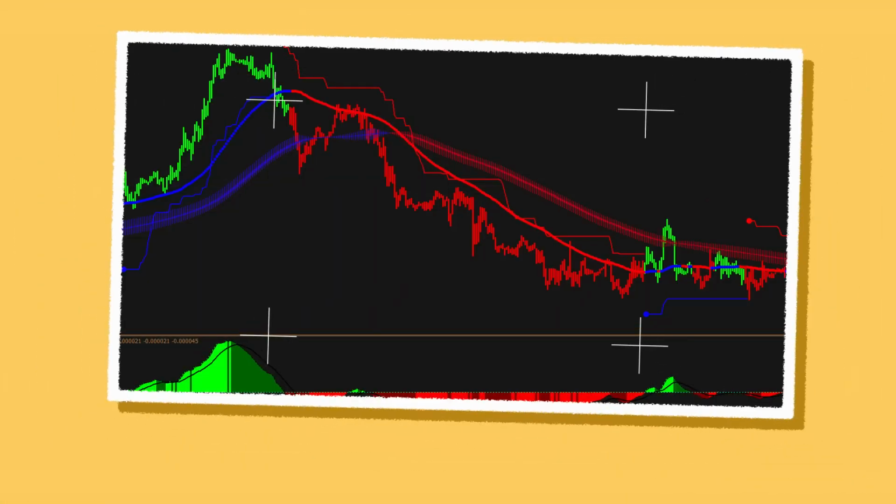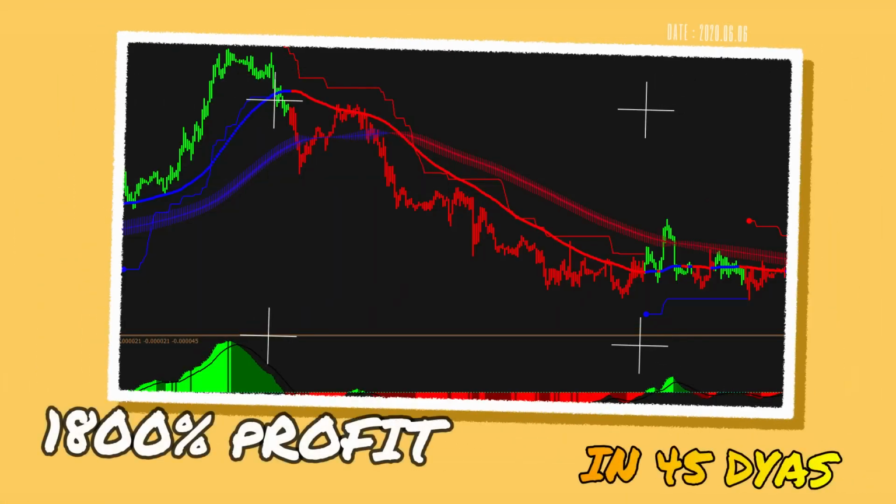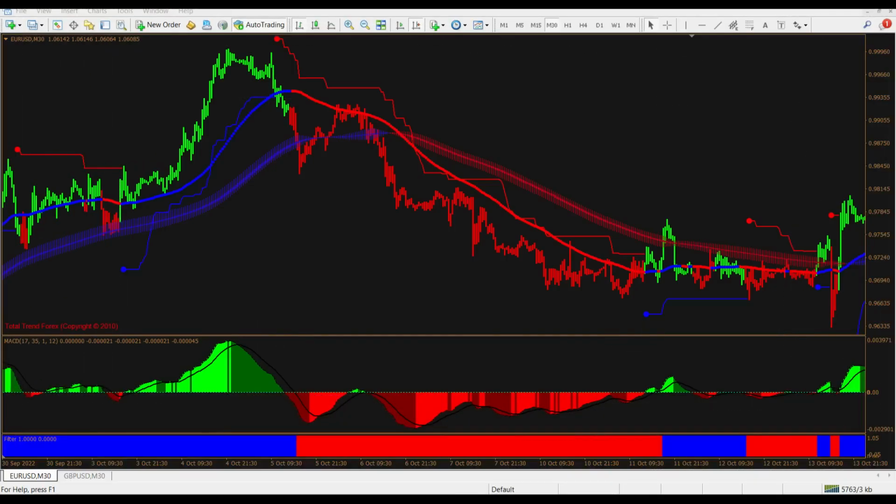Now let's see how much profit is made with just these 50 trades. In only 50 trades on the Euro USD chart, we achieved nearly 1,800% profit. And this much profit in such few trades is truly amazing and extraordinary.